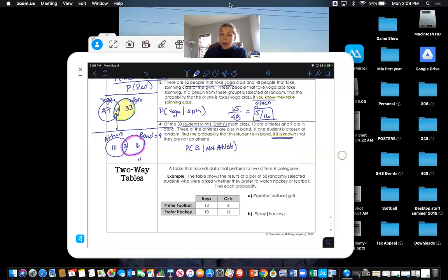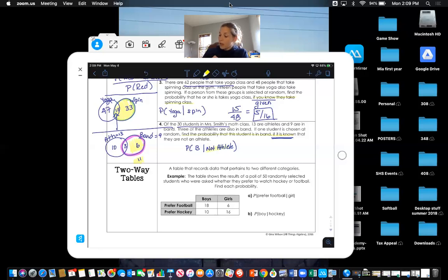So I want to know what the probability is that they are in band, given they are not an athlete. If we look at this, we have given that they're in band, not an athlete. So the people who we are allowed to look at, we are only allowed to look at our non-athletes. Our non-athletes are these 11 people on the outside. They're not athletes. And we are allowed to look at those 6 band members because they're not athletes. And remember, the given limits your sample space.